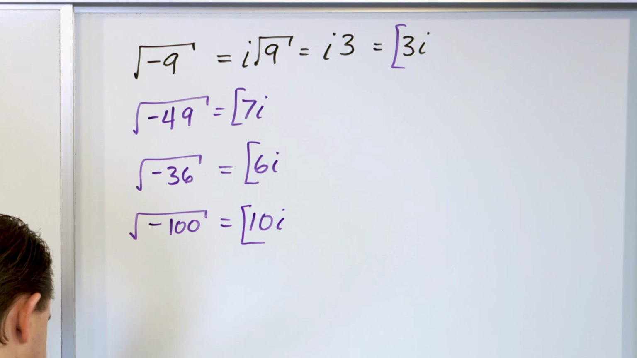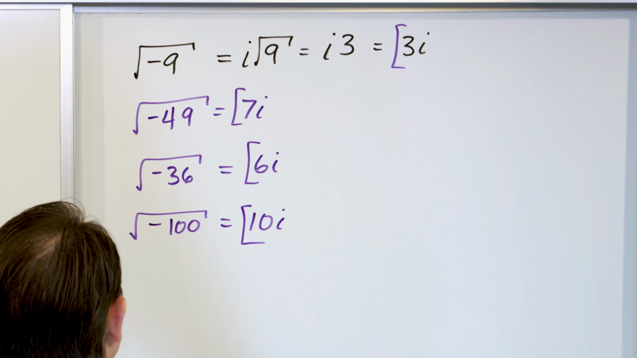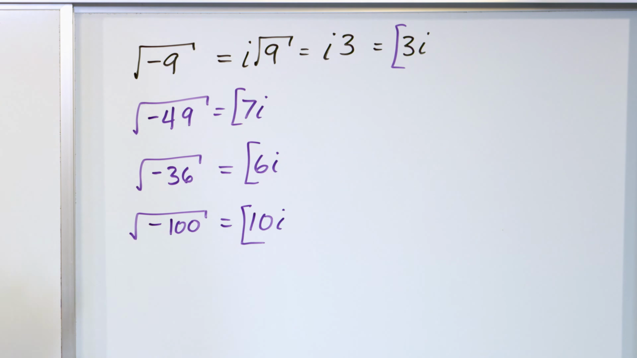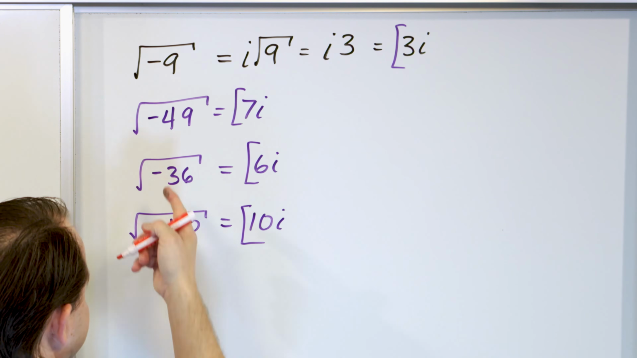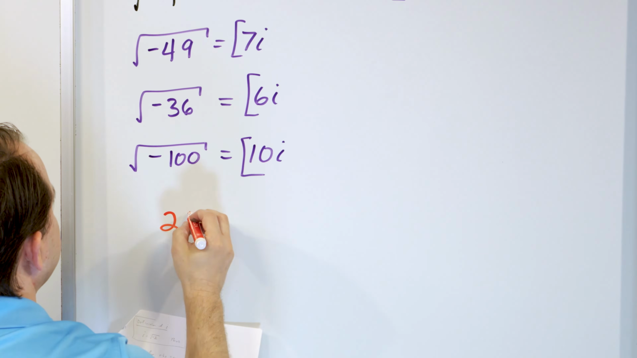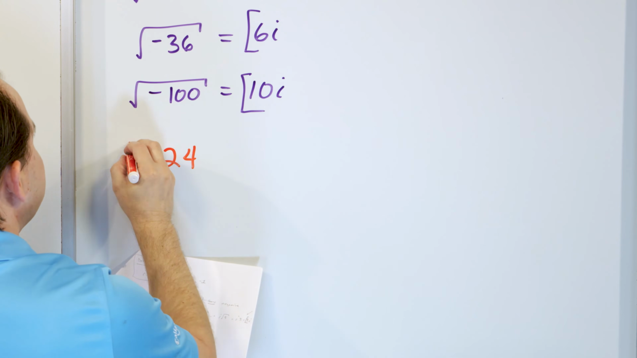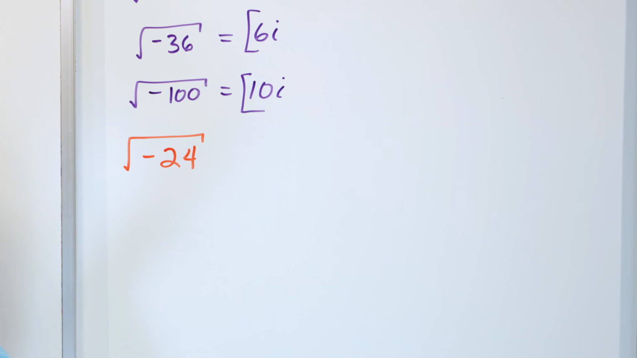Now we've learned, up until now, how to take the square root of much more complicated things than these simple things. We've learned how to take the square root of things like 24. But what if you had the square root of -24? So what you're going to do is you're going to completely ignore the negative sign in there.